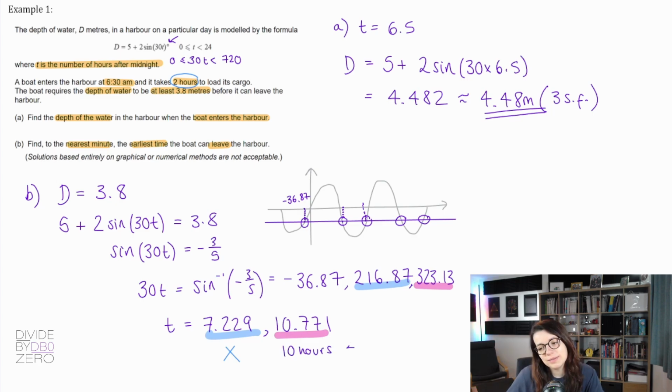that's 10 hours and 46 minutes. So the time will be 10:46 a.m. And that works because the boat then has enough time to load its cargo. So with modelling, just be really careful. Go back and read the context of the question to make sure your answers make sense.